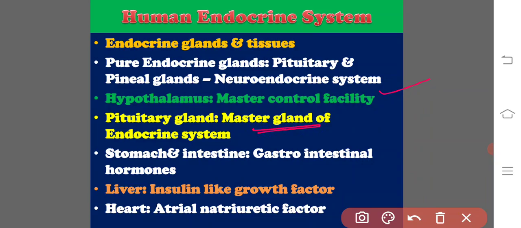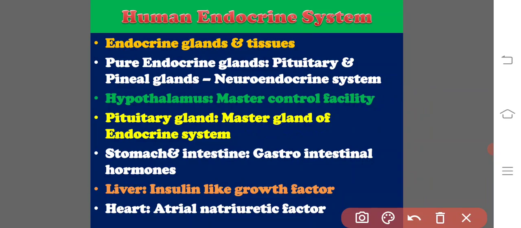And if you observe furthermore how it can control the entire endocrine system, this pituitary gland produces different kinds of trophic hormones. These trophic hormones in turn interact with other endocrine glands and regulate the functioning of the other endocrine glands.